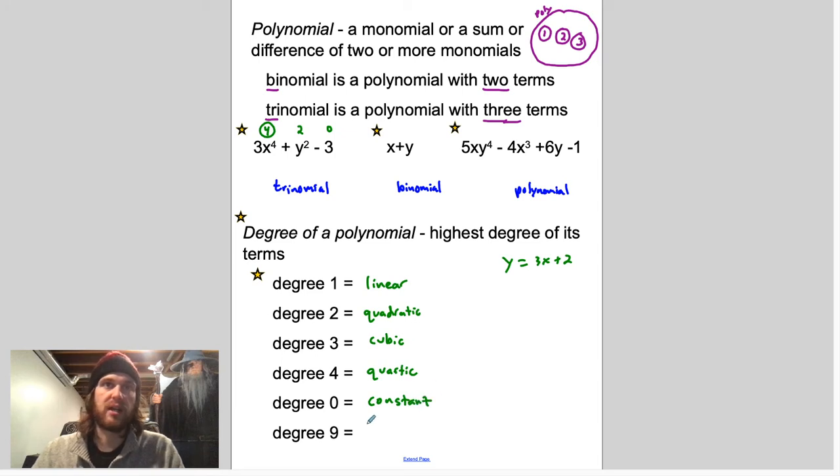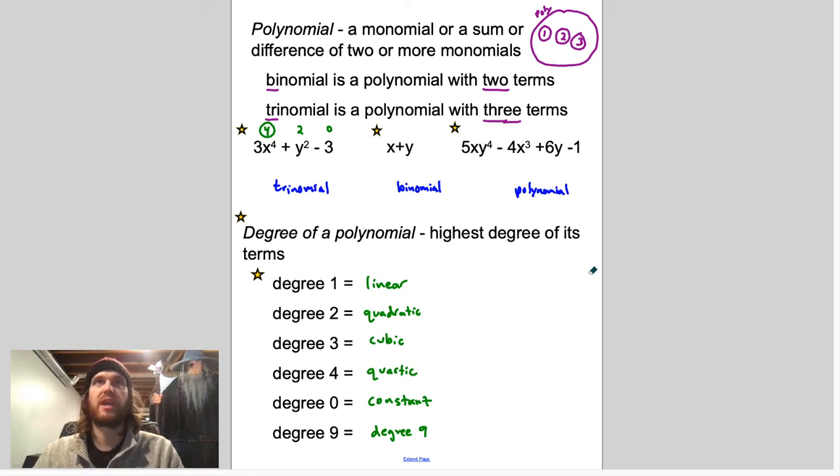And degree 9, anything basically bigger than degree 4 for this class, you just say it's degree 9. So basically, you don't have a special name. The only ones that have special names are these ones. You can just say the number in other scenarios.